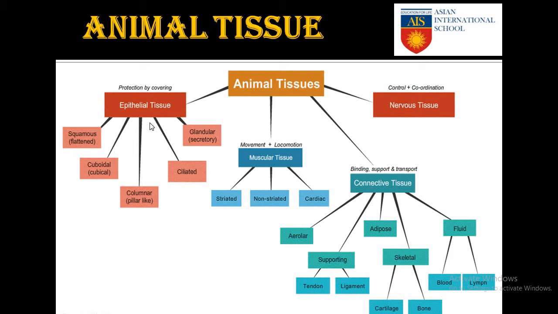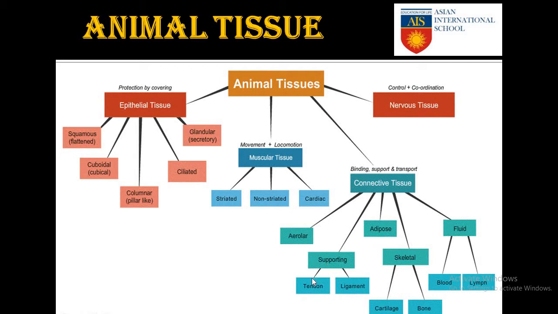Now epithelial tissues are of five types: squamous epithelial tissue, which is flattened; cuboidal epithelial tissue, which is cubical in shape; columnar, which is a pillar-like structure; ciliated, hair-like structure; and glandular, secretory. Muscular tissue is of three types: striated, non-striated, cardiac. Now, connective tissues are of five types: areolar, supporting, adipose, skeletal, and fluid.